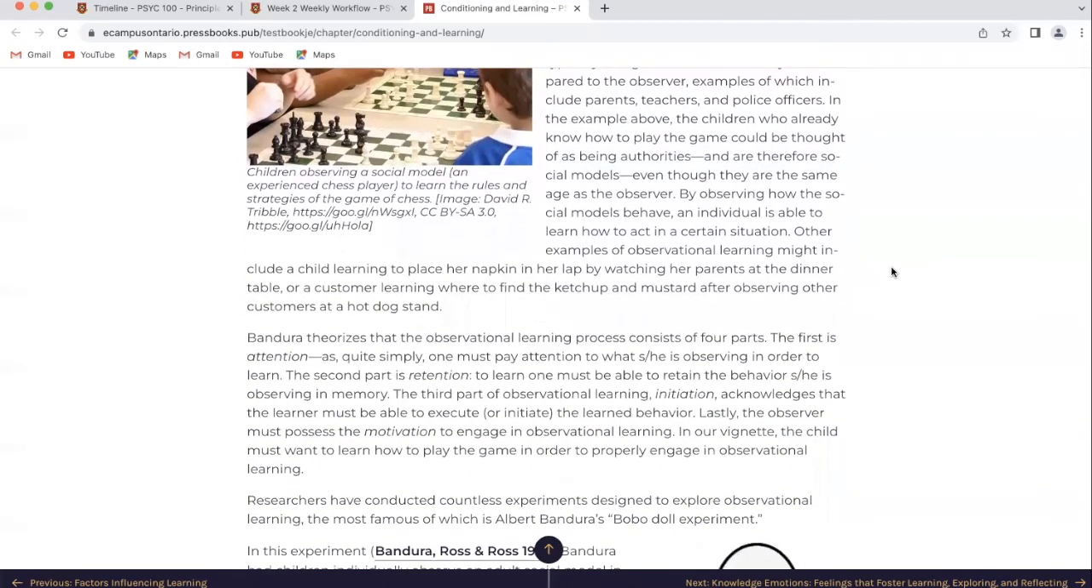Bandura theorizes that the observational learning process consists of 4 parts. The first is attention, as, quite simply, one must pay attention to what he or she is observing in order to learn. The second part is retention. To learn, one must be able to retain the behavior she or he is observing in memory.